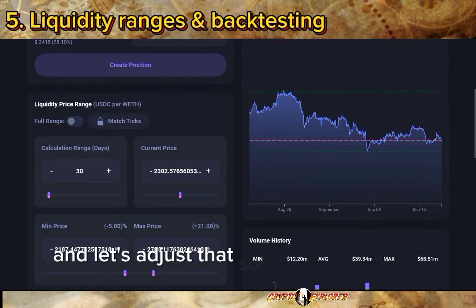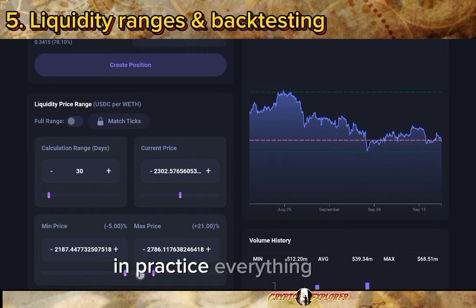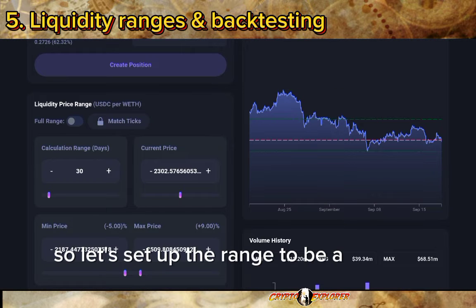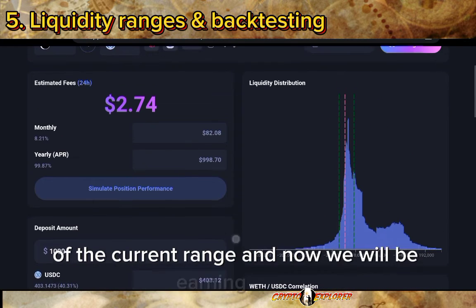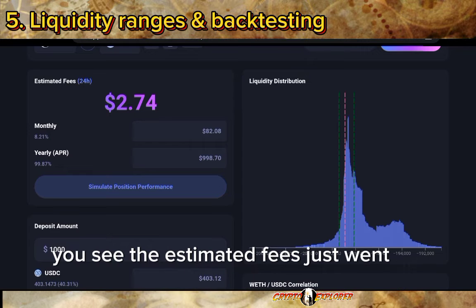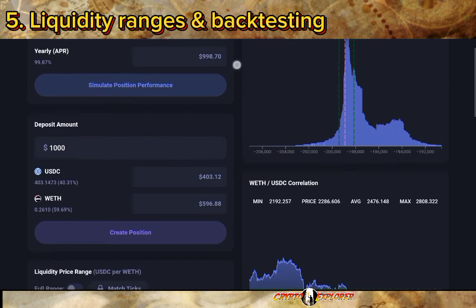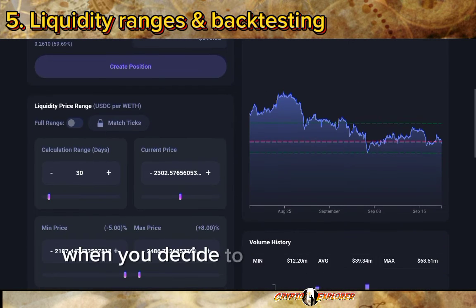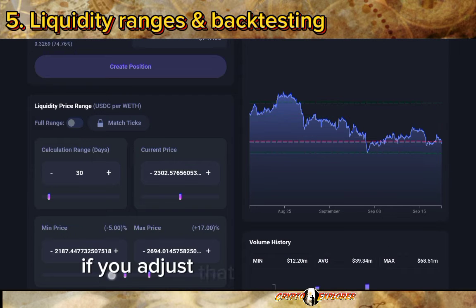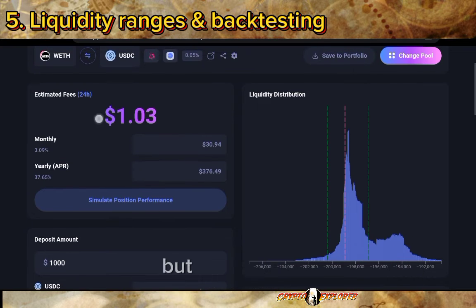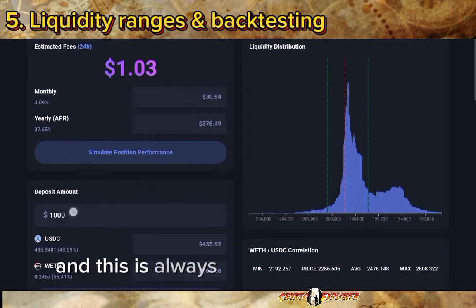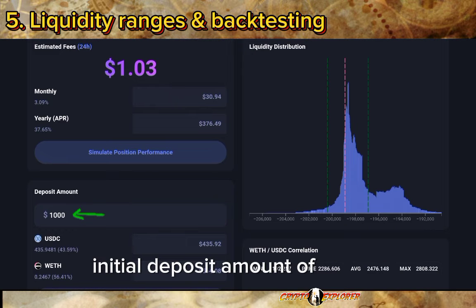And let's adjust that so that you can see how in practice everything goes. So let's set up the range to be a little bit tighter. You just see we dropped a little bit of our top extremity of the current range, and now we will be earning more. You see the estimated fees just went up to $2.74. The same is also true for when you decide to go with a wider range. If you adjust that, you will be again more protected against potential market volatility, but now you see that your estimated fees just dropped to roughly $1, and this is always considering the same initial deposit amount of $1,000.